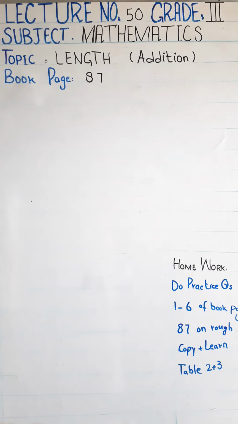Student, you have done your previous homework, the sixth question of book page 86. Did you solve it? Easy? Yes, easy. Today we move toward book page 87. Okay? Open your book page number 87, all of you.